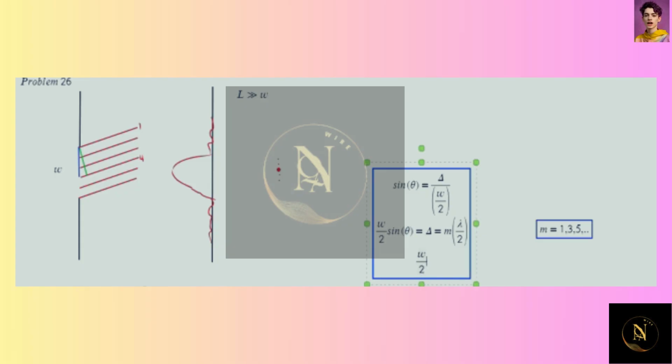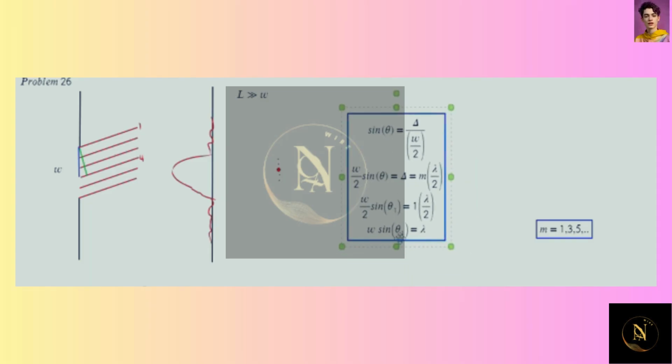We have W divided by 2 times sine of theta 1 is going to be equal to 1 times lambda over 2. Let's go ahead and multiply both sides by 2, and then we get the expression that we wanted, which was W times sine of theta is going to be equal to lambda. So this is the expression which describes the angle associated with that first order dark fringe.